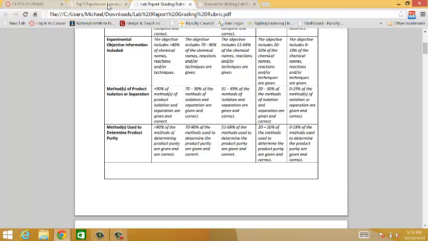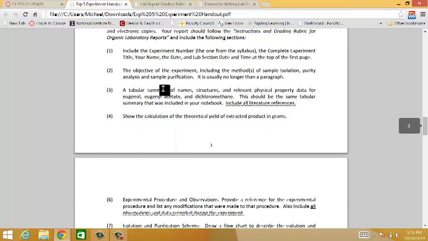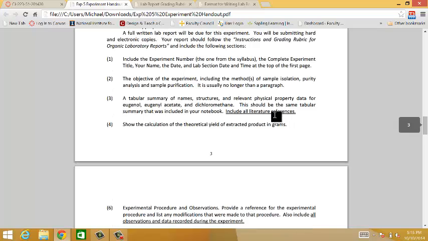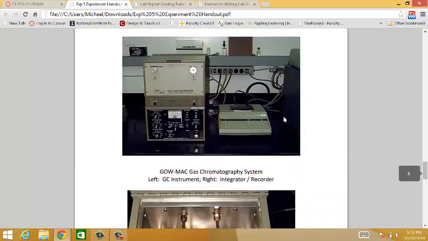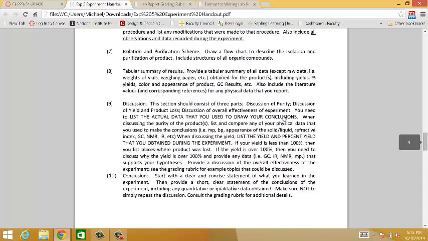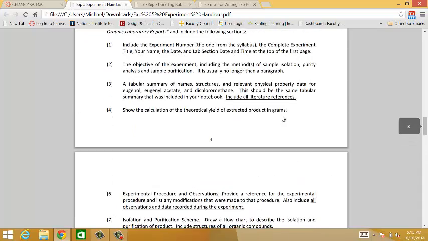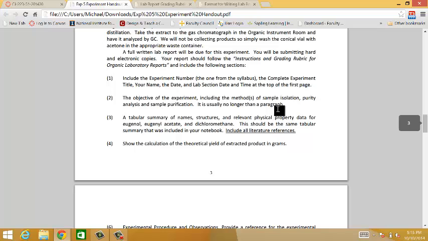Okay, so now let's go back to the handout and see what's next. A tabular summary of names, structures, and relevant physical property data for eugenol, eugenol acetate, and dichloromethane. So this should be the same one that's in your notebook. Make sure you include the literature references for this. And the literature references, actually, this is the handout, how to properly format literature references, just for future use, I believe is in the lab, the format for writing the lab report.